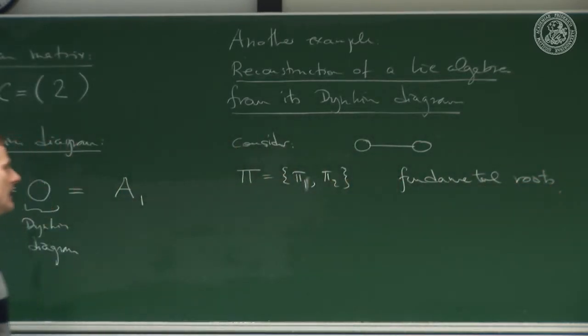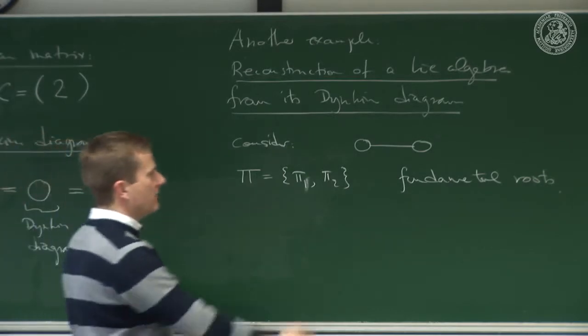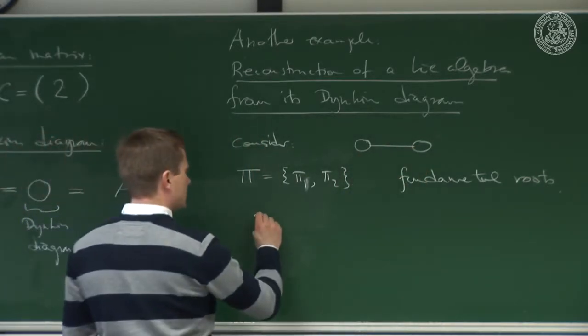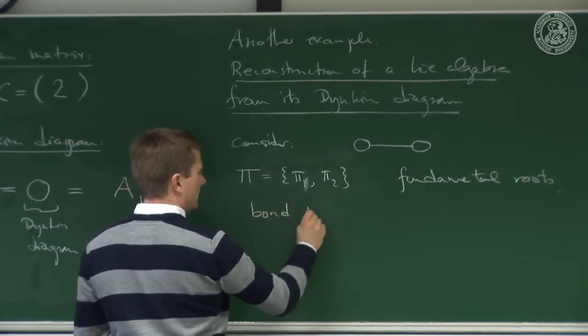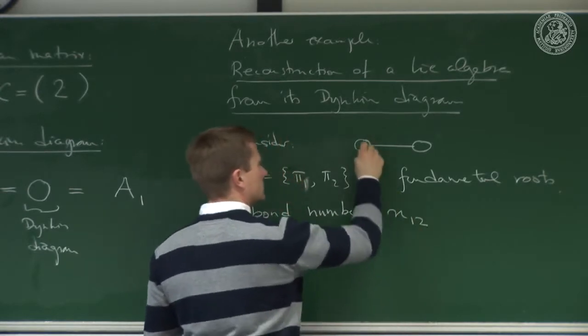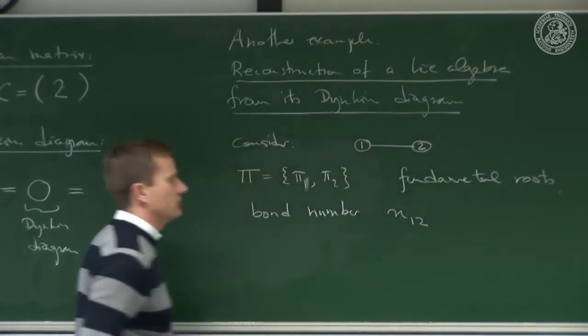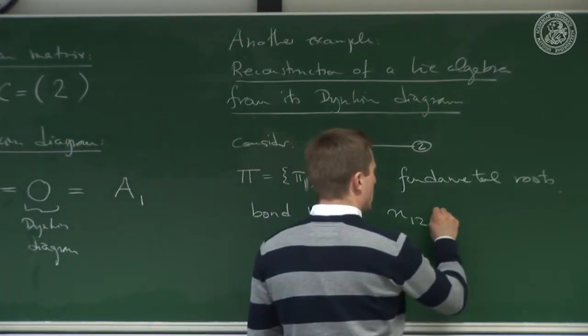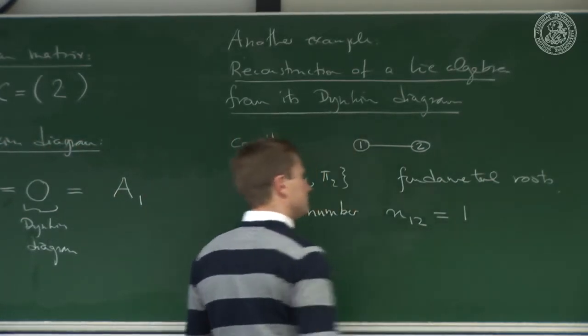Now, we have something on top. We have one bond between the two. But that means that the bond number N1,2 (say this is root 1, this is root 2; it doesn't matter because the diagram is symmetric) the bond number N1,2 is 1.